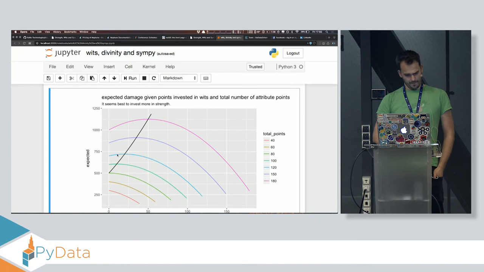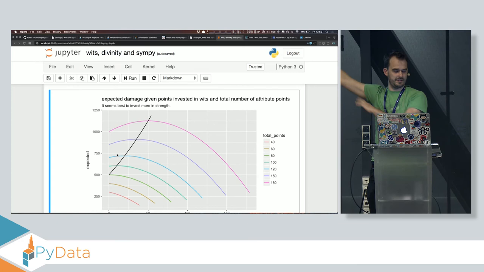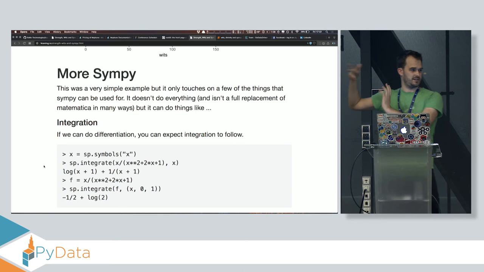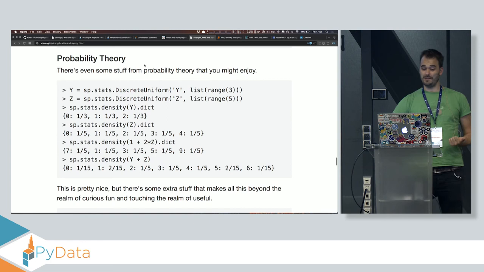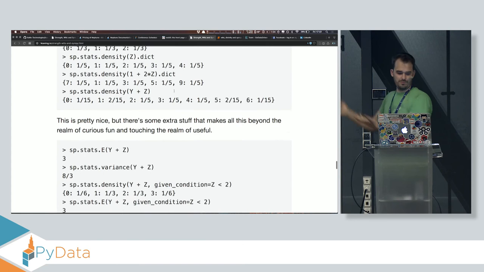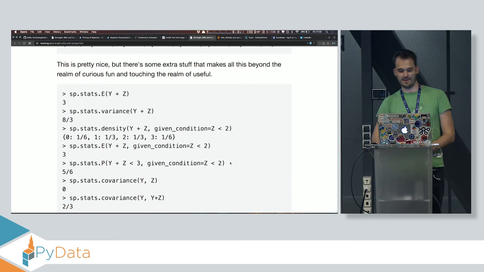Please read the blog post if you're actually interested in this, because there's actually a whole lot more that SymPy will do for you. I've talked about simple stuff here, but it can also do integration for you. Anything with a log, anything that's kind of naughty, it'll integrate stuff for you as well, and you get the formula out. There's even some very cool probability theory stuff where you can say, hey, this is a probability distribution, that's a probability distribution. If you combine them in some sort of way, let's say you now know something, you can actually do things like, give me the probability that y plus z is less than 3, given that z is less than 2. It will just do all these calculations for you.